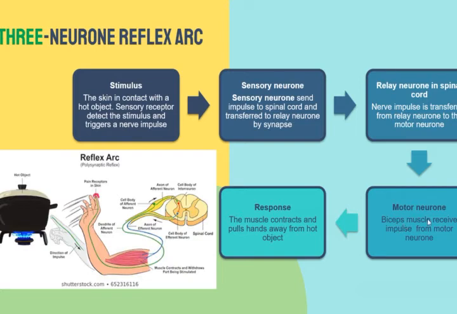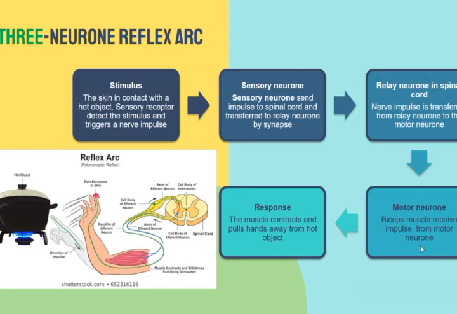In the motor neuron, the motor neuron will carry the impulse to the effector. So what is the effector here? It is referred to the bicep muscle. What is a bicep muscle? That refers to our hand muscle, right? Then the bicep muscle receives the impulse from the motor neuron.